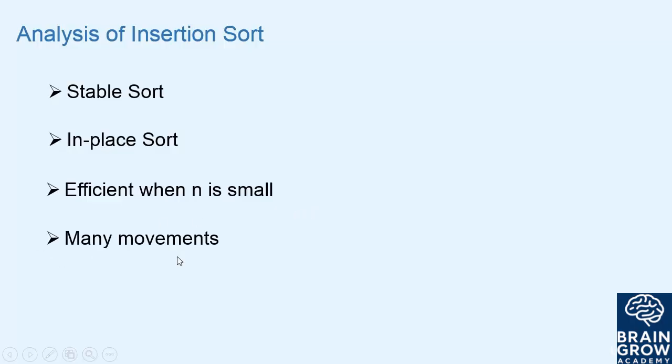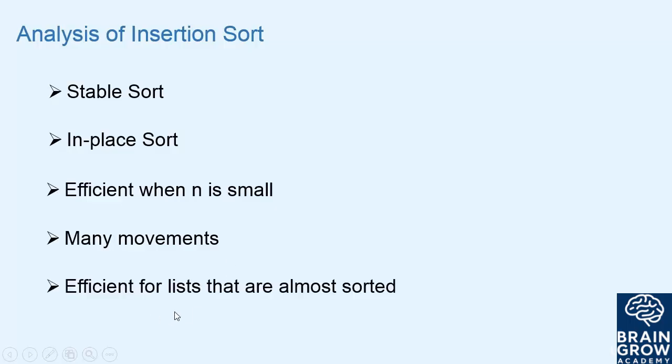Now one disadvantage of this sorting is that there are many movements. Now this can be costly if the elements that are being sorted are very large. Now this sorting is good for lists that are almost sorted, because in that case the number of movements will be very less.